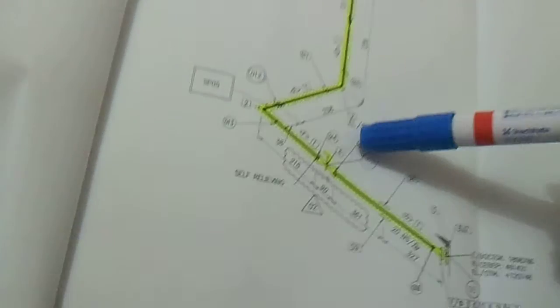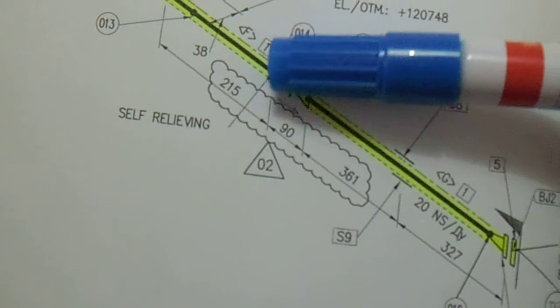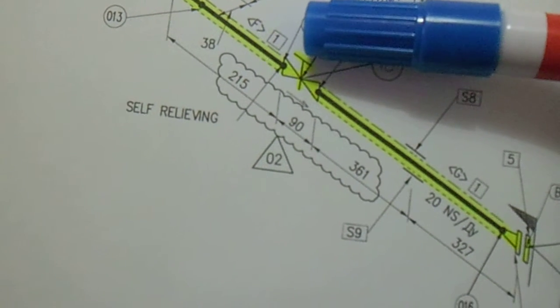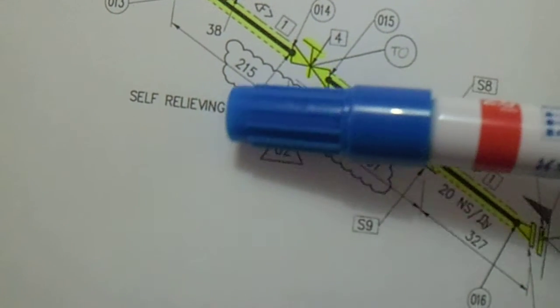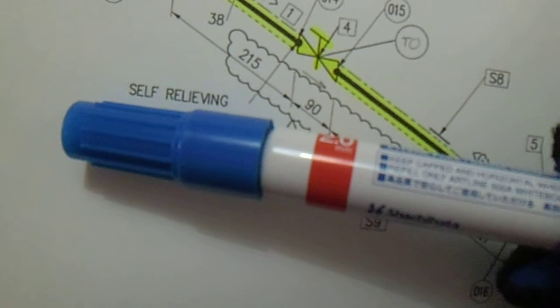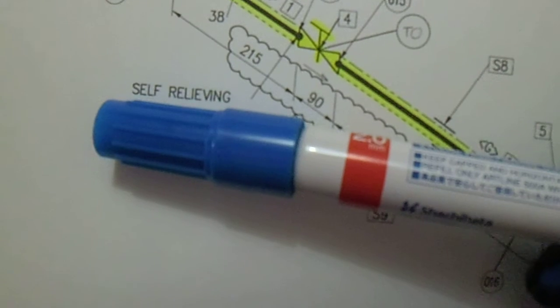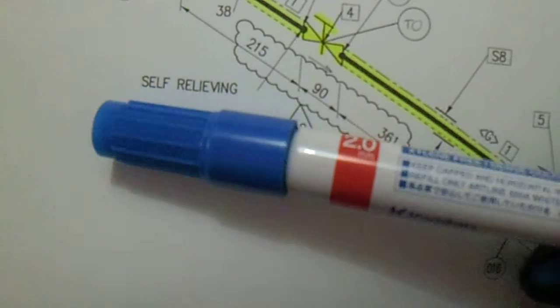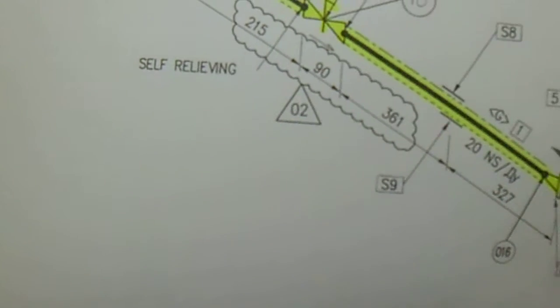If you see this valve, this is a gate valve, so there is an arrow there. This is the arrow and this is the self-relieving. So this is the important position. If you install the gate valve or any valve that has self-relieving, you must check this position of the self-relieving.